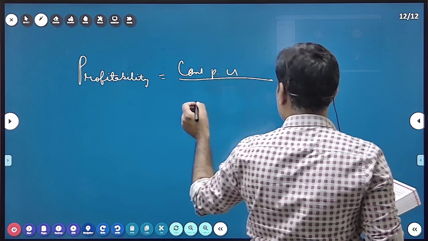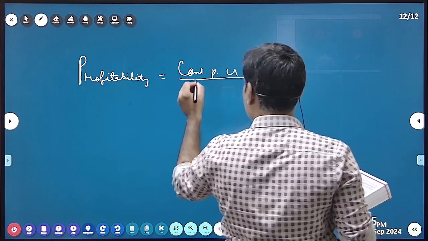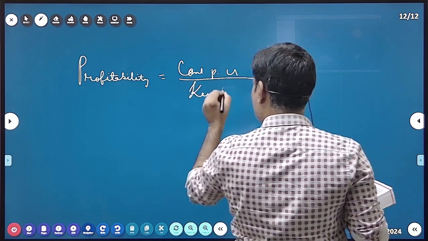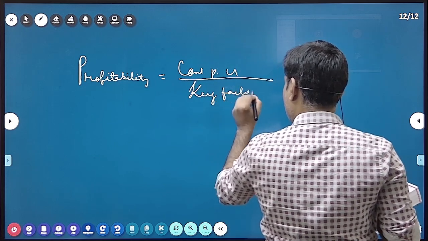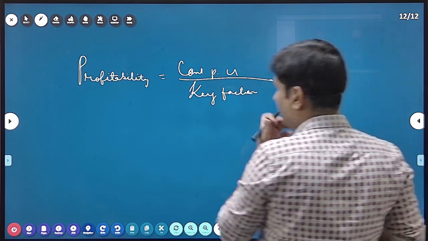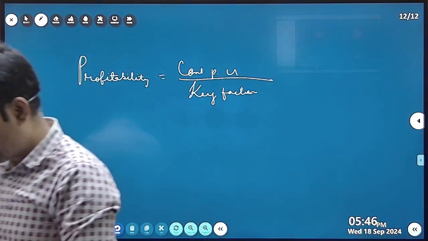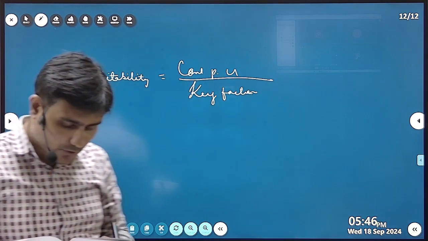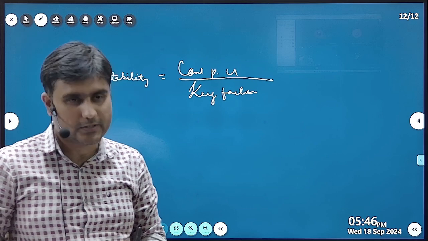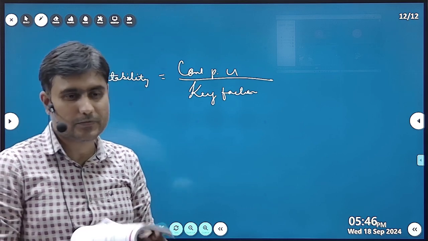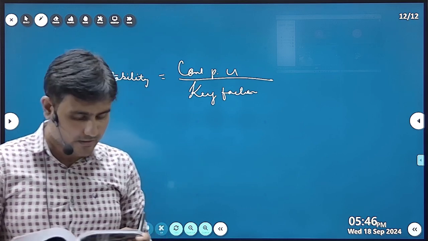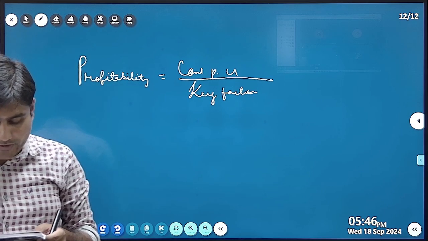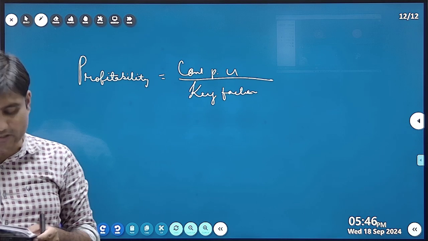Contribution per unit by key factor. Your question may give this, so we have to use this formula. For A it is 50 rupees, for B it is 40 rupees, and for C it is 20 rupees. You have seen the same thing given here. Now product A is more profitable because it has more contribution per kg of material.